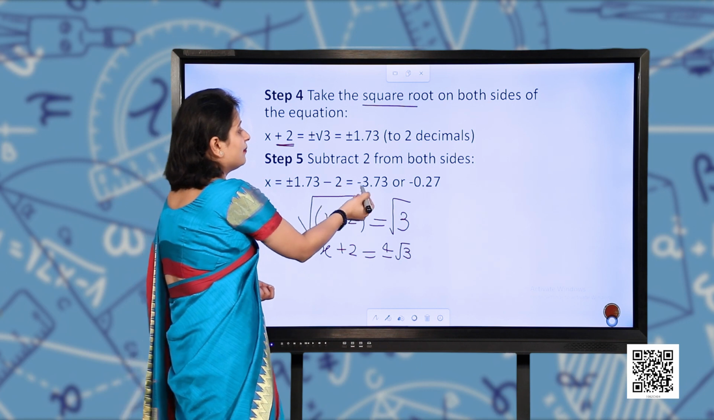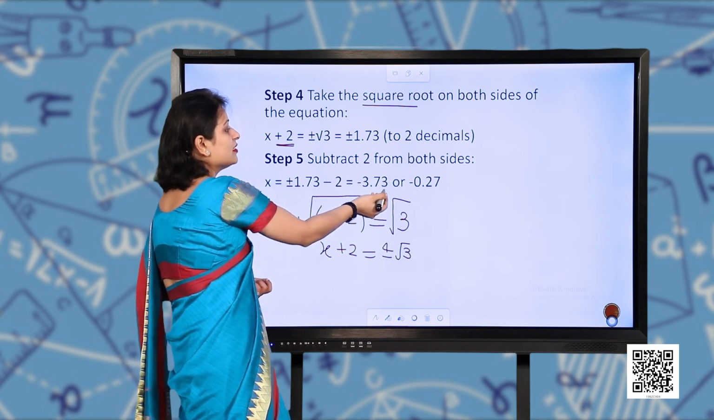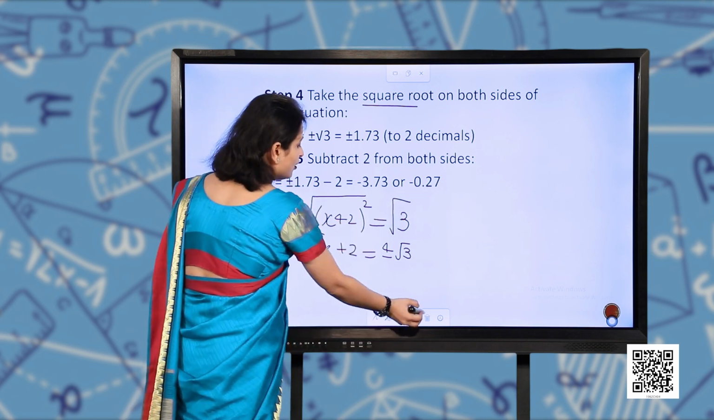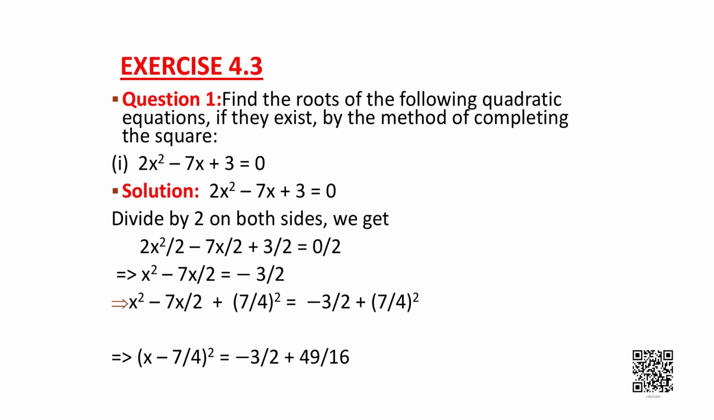So, you will get minus 3.73, or you will get minus 0.27. Let us solve a few questions of exercise 4.3.